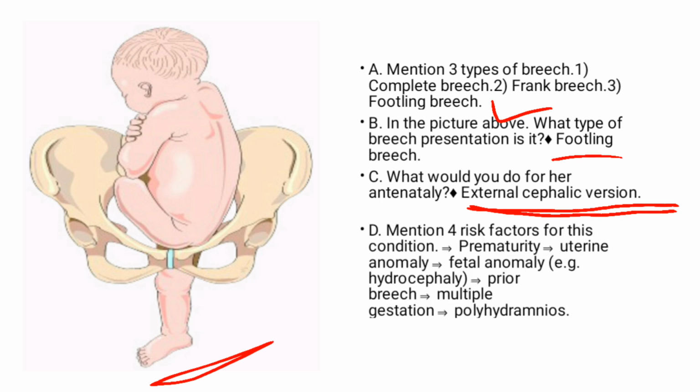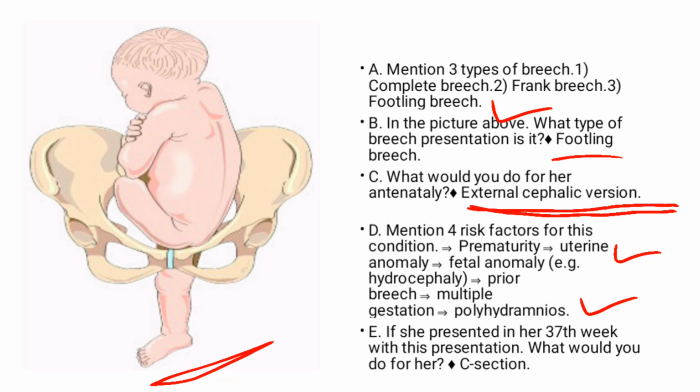Then, mention four risk factors for this condition. So we can have prematurity, uterine anomaly, fetal anomaly, hydrocephalus, prior breech presentation, multiple gestation, and of course polyhydramnios. Those are some of the risk factors.